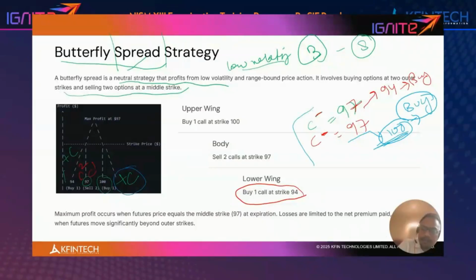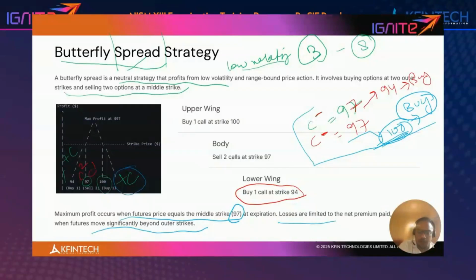So essentially I am creating a spread wherein my maximum profit is already defined. Now maximum profit occurs when the futures price equals the middle strike 97 at expiration. Losses are limited to the net premium when futures move significantly beyond the outer strikes. Suppose it goes above 100. Do I need to care? No, because the one I sold over here is already bought at 100. The one I sold over here is already bought at 94. So even if it goes above 100, I don't really make a loss.